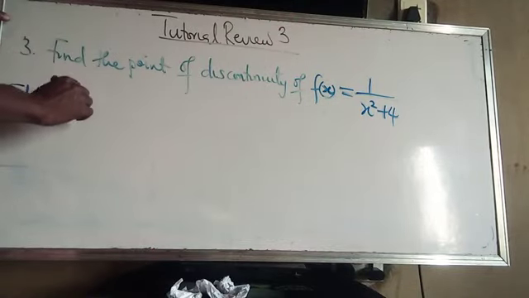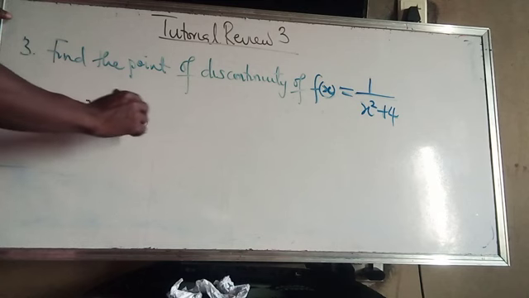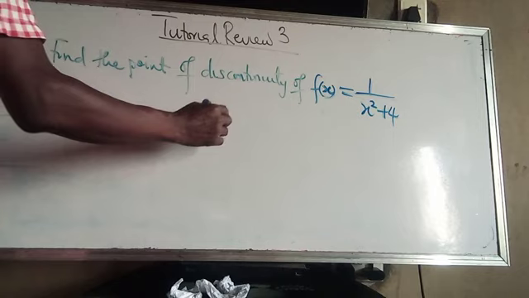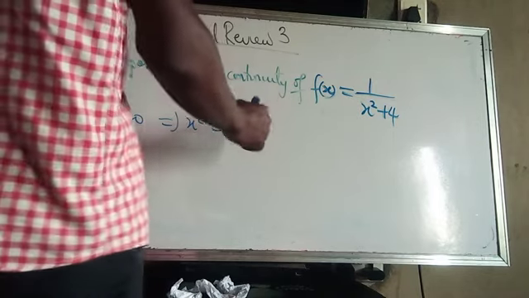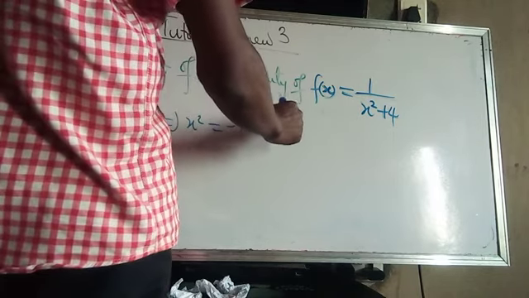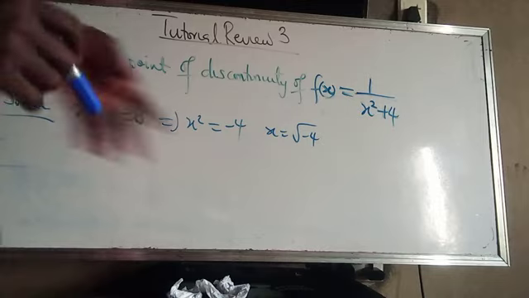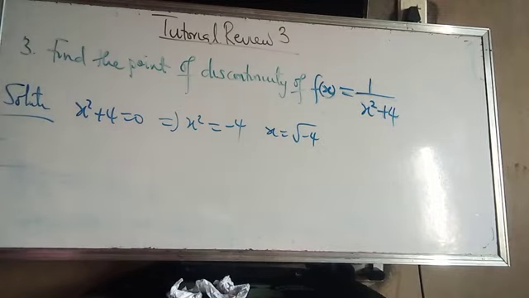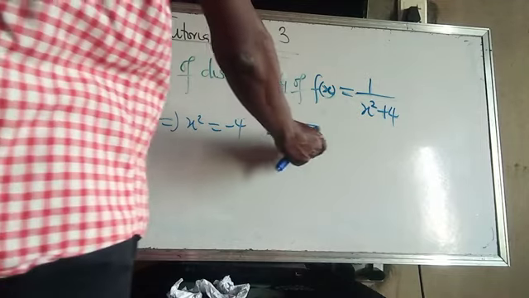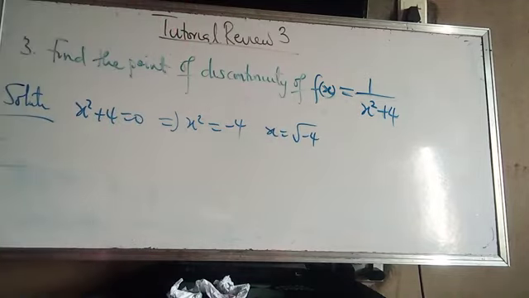that is x squared plus 4 equals 0, which gives x squared equals minus 4. Taking the square root of both sides, x equals the square root of minus 4. And obviously, for real numbers, we cannot have a negative value as our square root. So this function does not have a point of discontinuity, because we are discussing real numbers, but we have a complex value. It doesn't have a point of discontinuity because x squared is always positive.